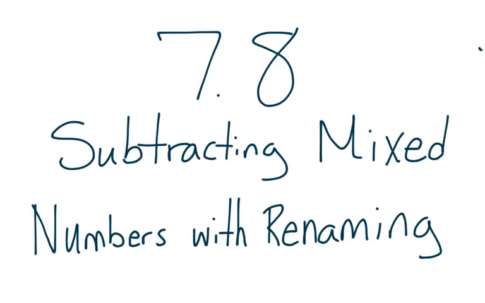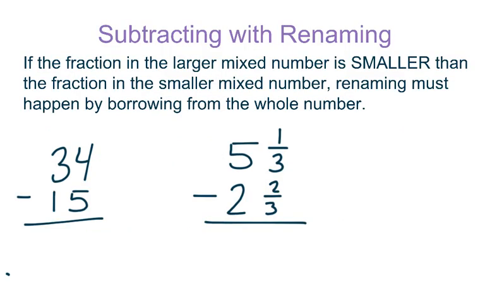This next lesson is going to focus solely on subtracting mixed numbers. So last time we worked on adding and subtracting mixed numbers, and we had to do some regrouping. We're going to take a look at what regrouping looks like when we're subtracting mixed numbers, and what we have to do when some of our fractions don't align correctly. So when we're subtracting with renaming, if the fraction in the larger mixed number is smaller than the fraction in the smaller mixed number, renaming must happen by borrowing from the whole.